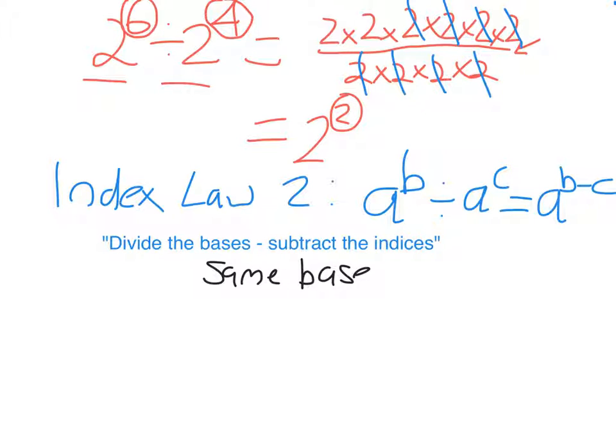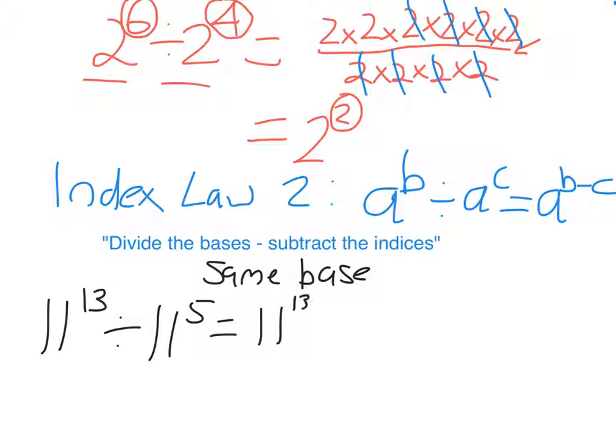So let's do some examples. So let's say I have 11 to the power of 13 divide 11 to the power of 5. So in index form, that's the same as 11 to the power of, now 13 minus 5, that's pretty easy to do, that just equals 8. So 11 to the power of 13 divide 11 to the power of 5 is 11 to the power of 8. Notice I use the same bases.